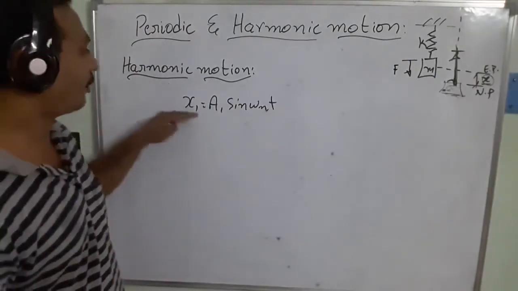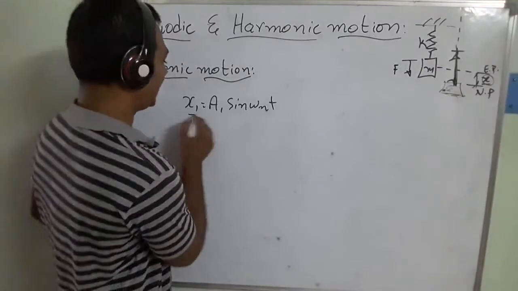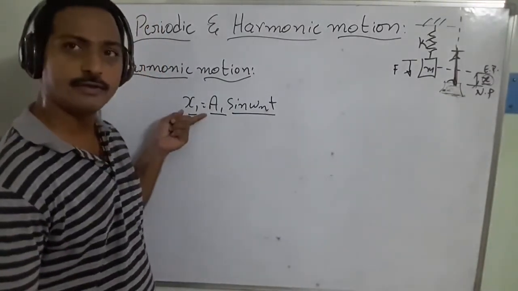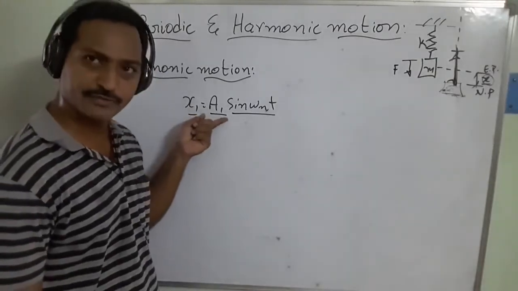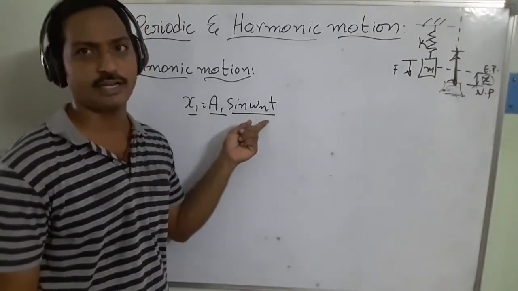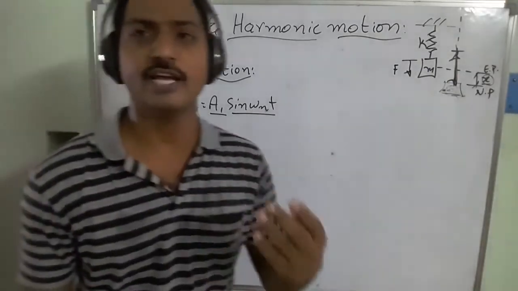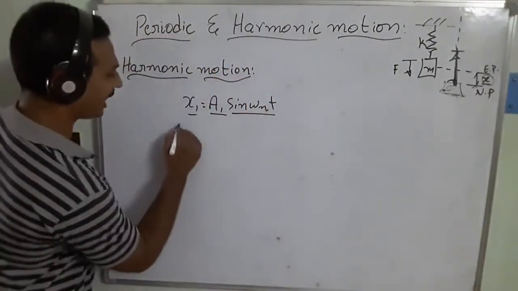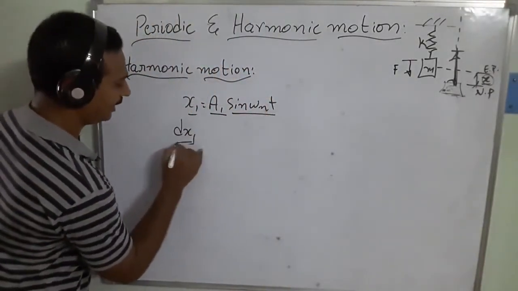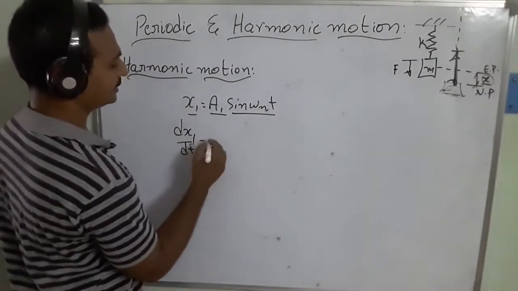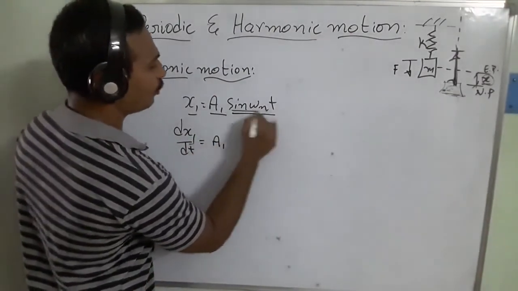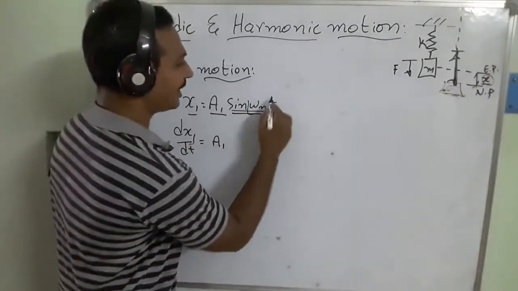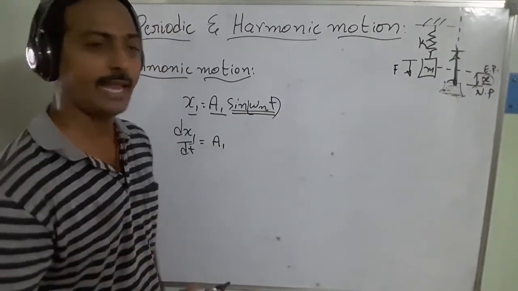The harmonic motion we have defined is x1 equals a1 sine omega n t. Here x1 is the displacement of the system, a1 is the maximum displacement, and omega n is the circular frequency. Now we need to find the velocity and acceleration of the vibrating particle in simple harmonic motion. So I differentiate x1 with respect to t, that is a1 sine omega n t, and the derivative of sine is cos omega n t, and the inner derivative gives omega n.